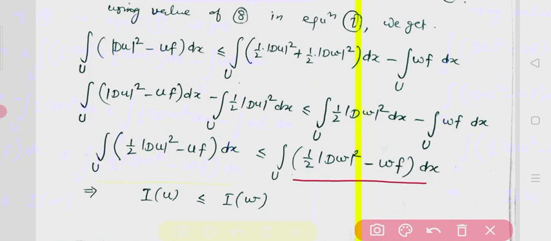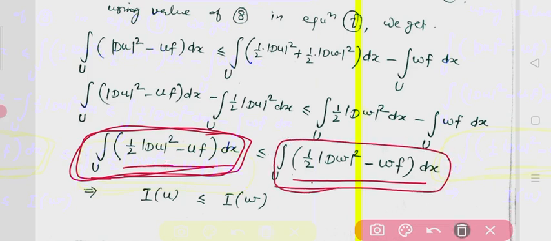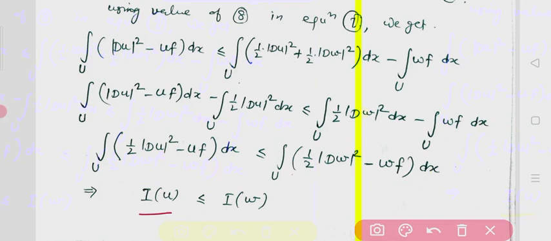So what is this one? According to the definition of I of w, what was that? That was half of mod of dw square minus wf, right, in u. So here also this is half of mod of du square minus uf in u. So what is this one? This is I of u. So this is I of u and this is the same one, just instead of u it is w. So this is I of w. So what we got here, I of u is always less than or equal to I of w.